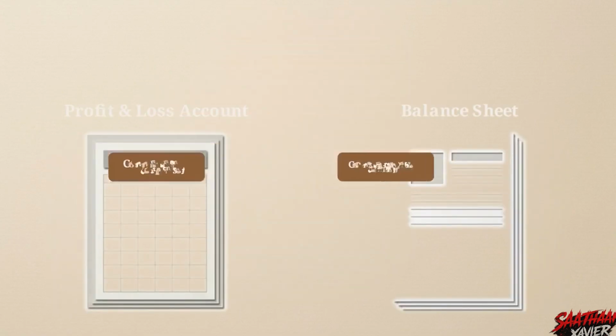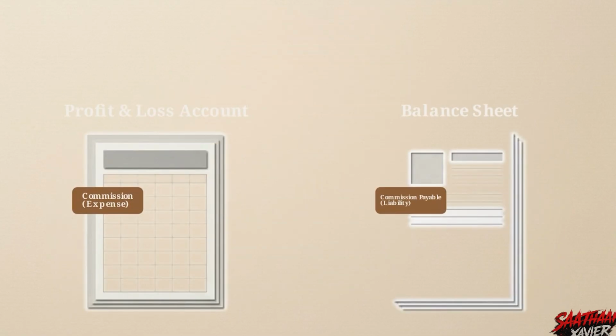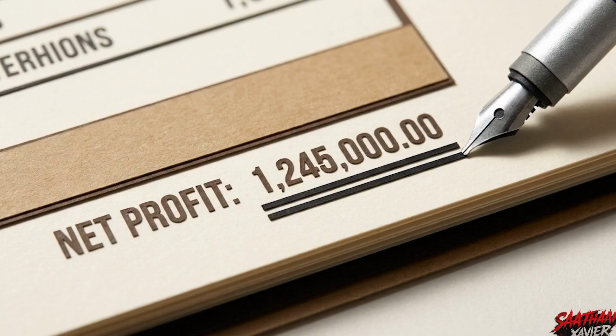Finally, debit commission in the profit and loss account and credit commission payable. Executing this specific formula satisfies the contract and locks in the true net profit, officially closing out the profit and loss phase of your accounts.